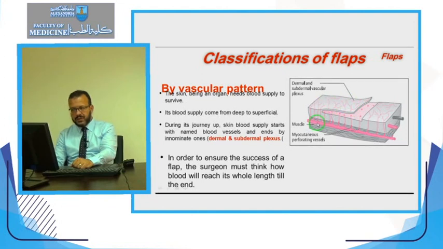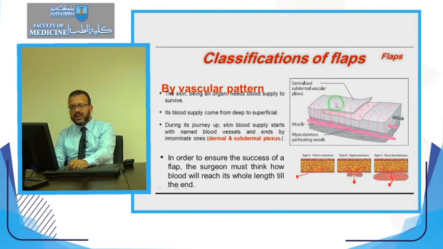No, because this subdermal and dermal plexus will be formed from this artery and another artery from here and another artery from here, so I cannot know which artery is giving its blood supply to this flap. But I know it's getting its blood supply from the dermal and subdermal plexus because I've done my incision and dissection underneath this plexus. This is called a random pattern flap.